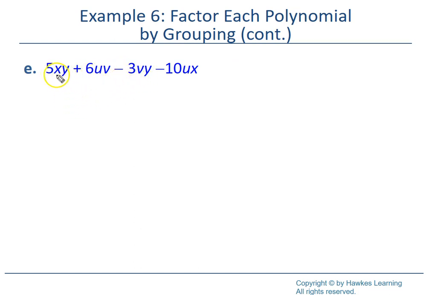So let's see what I have here. If I take this term and this term and rearrange it, so I'm going to say 5xy minus 10ux. And then I'm going to write these two here, but I'm going to put it in a little different order. I'm going to say a negative 3vy plus 6uv.